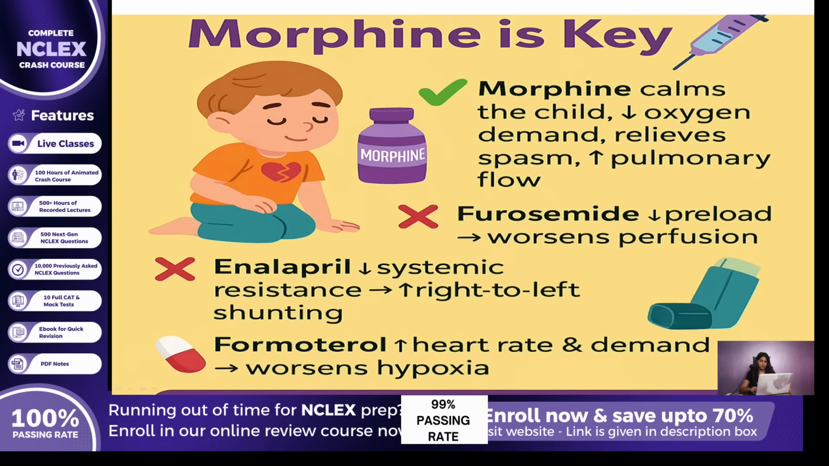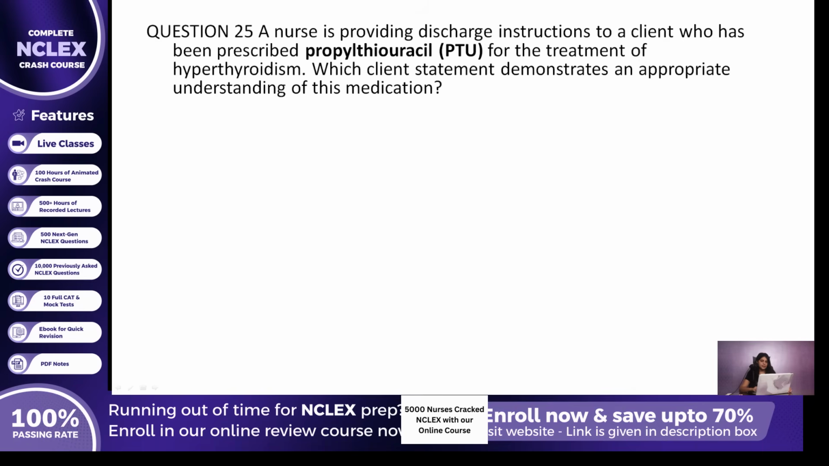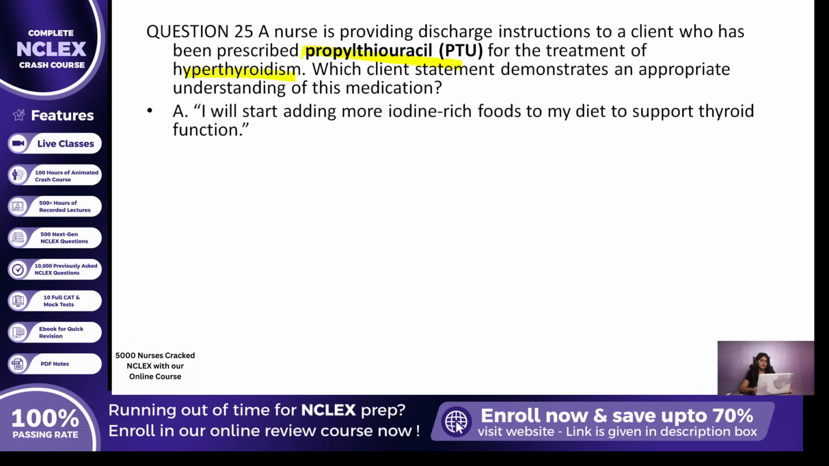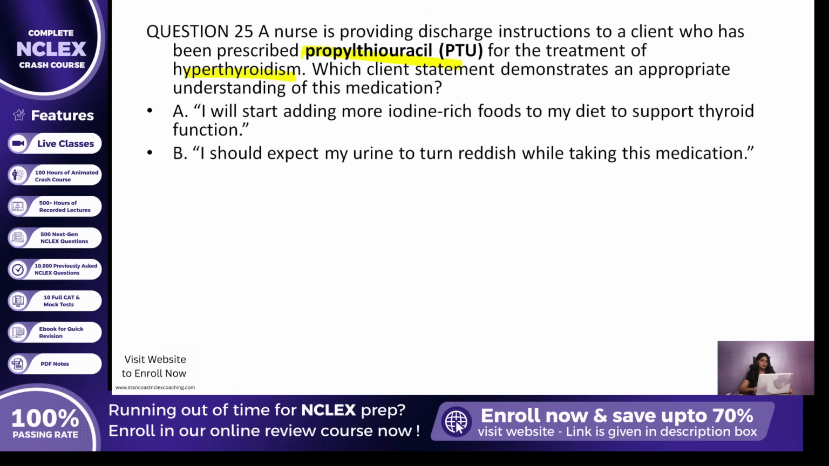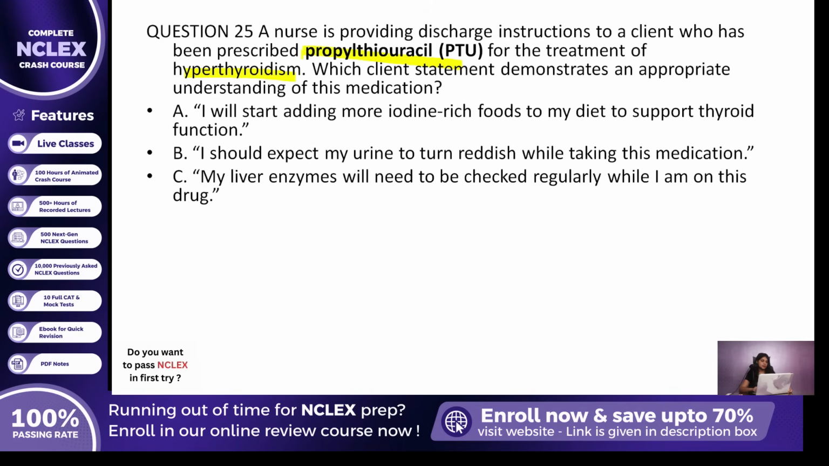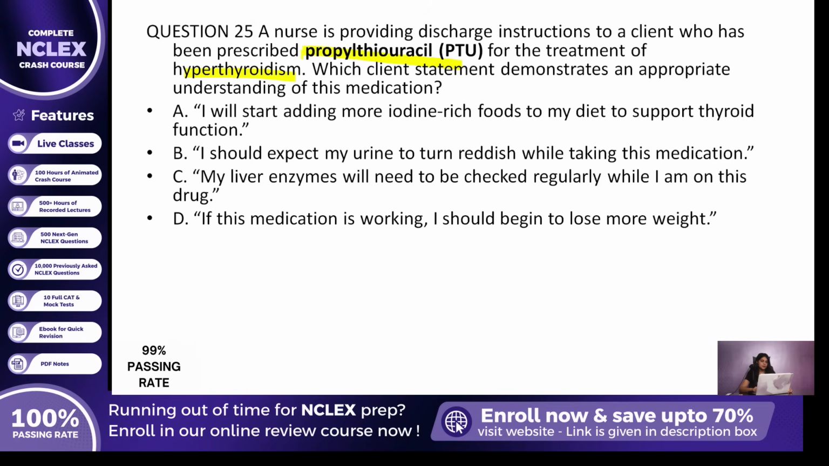Let us now turn to question 25, which addresses safe medication education for a client with hyperthyroidism. A nurse is providing discharge instructions to a client prescribed propylthiouracil, or PTU. Which client statement shows correct understanding of this medication? Here are the options. A. I will start adding more iodine-rich foods to my diet to support thyroid function. B. I should expect my urine to turn reddish while taking this medication. C. My liver enzymes will need to be checked regularly while I'm on this drug. D. If this medication is working, I should begin to lose more weight.